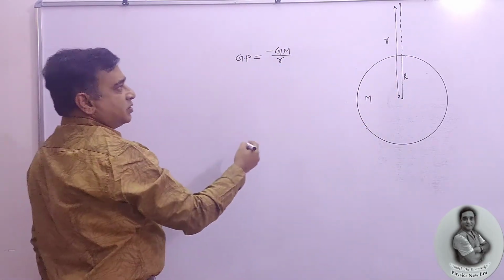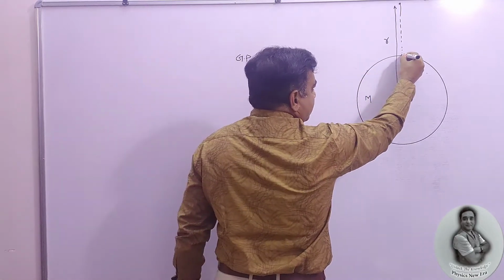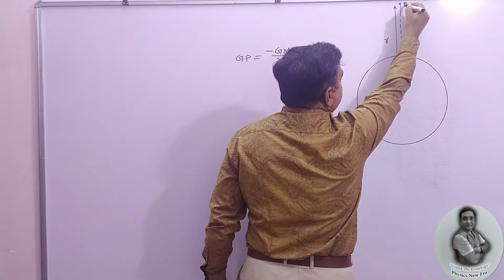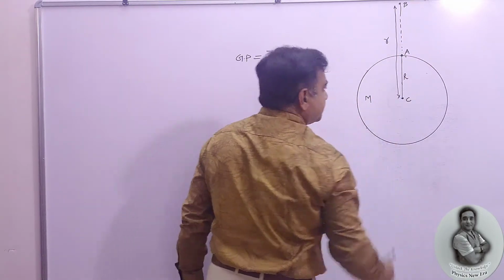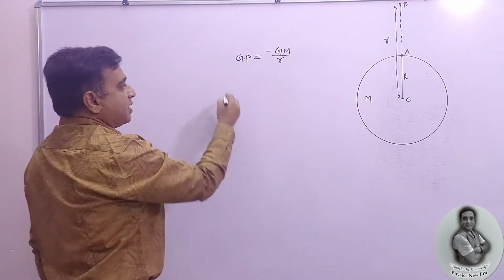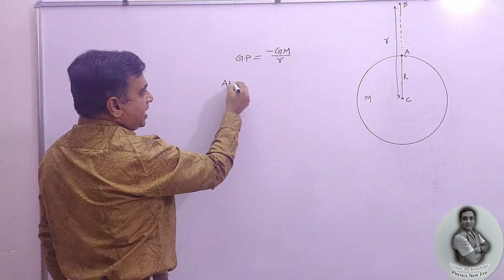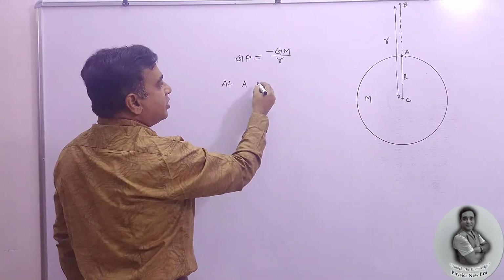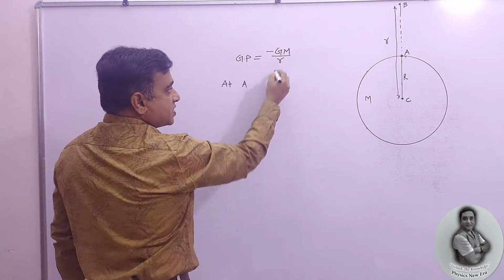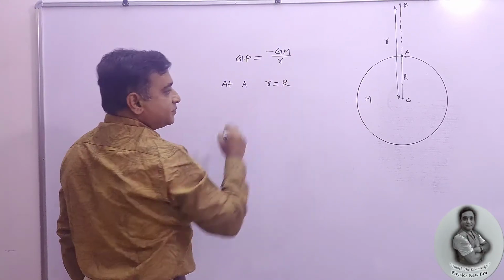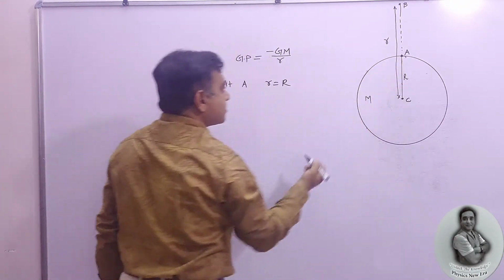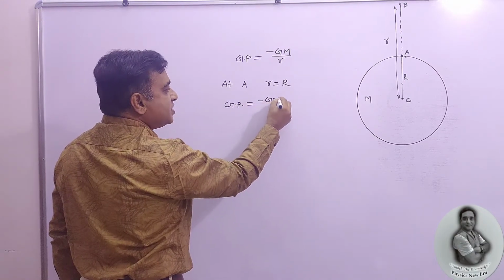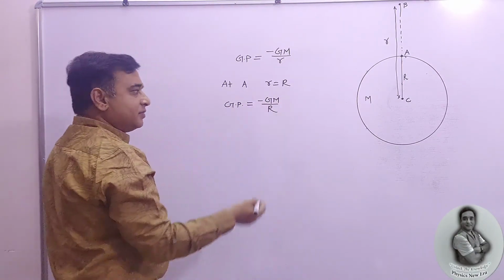So let us substitute. Now I am going to take the point A. At various points I need to consider point A and C. This is the point B, and at last this is the point C. Now at point A, what happened? At A we know this small r is equal to capital R. It is on the surface. So gravitational potential at the surface is equal to minus GM upon R. This is the value.